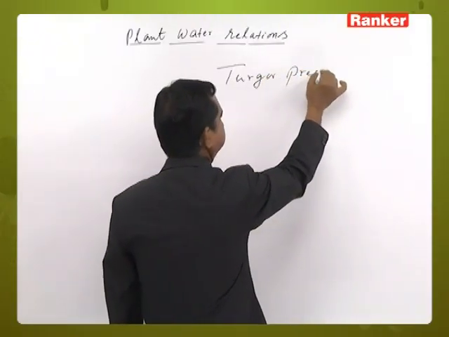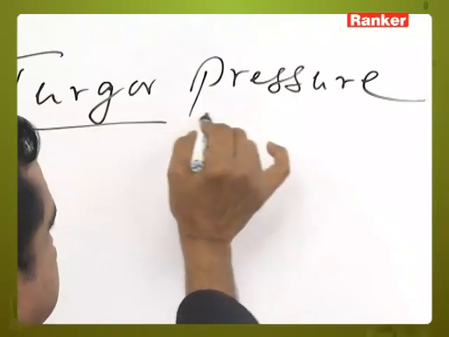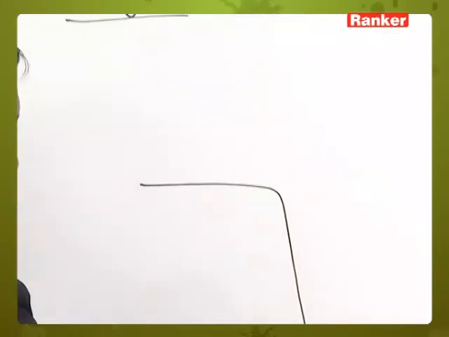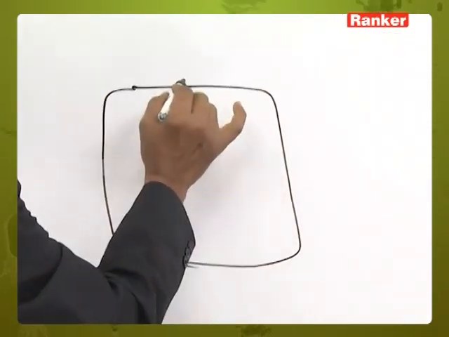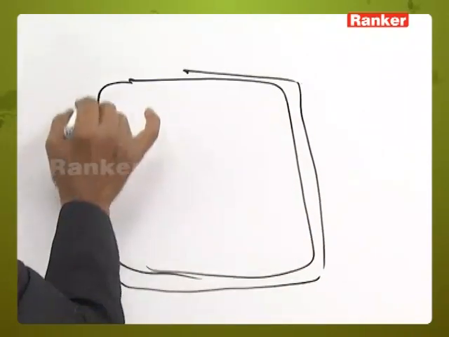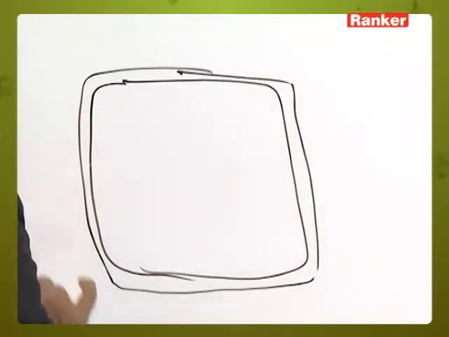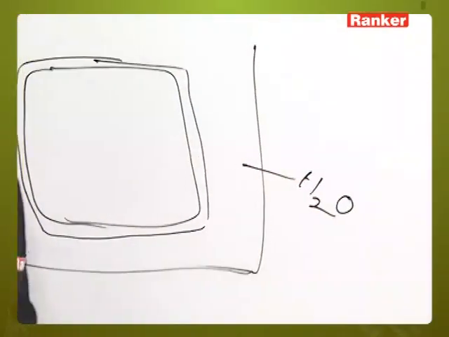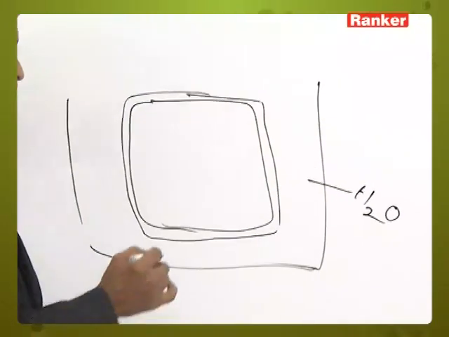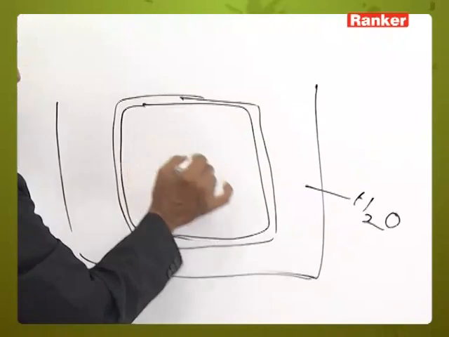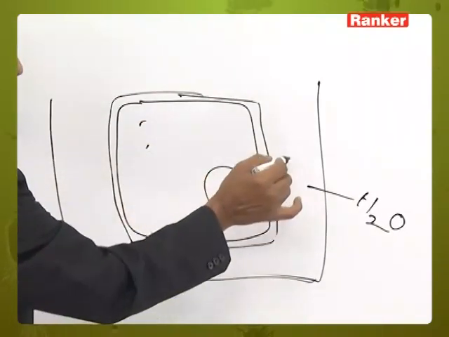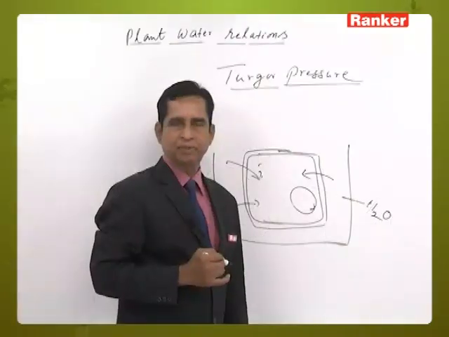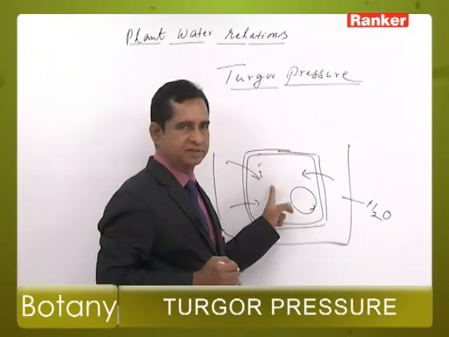Turgor pressure. When a cell is placed in water or a hypotonic solution, the cell absorbs water because of the higher concentration of the cell sap.